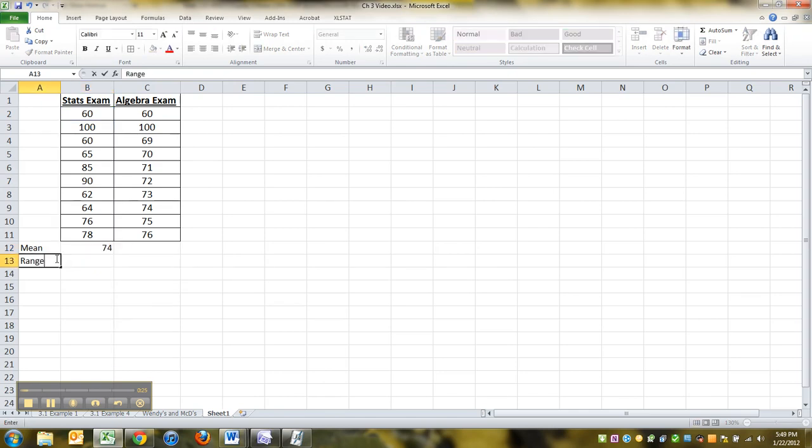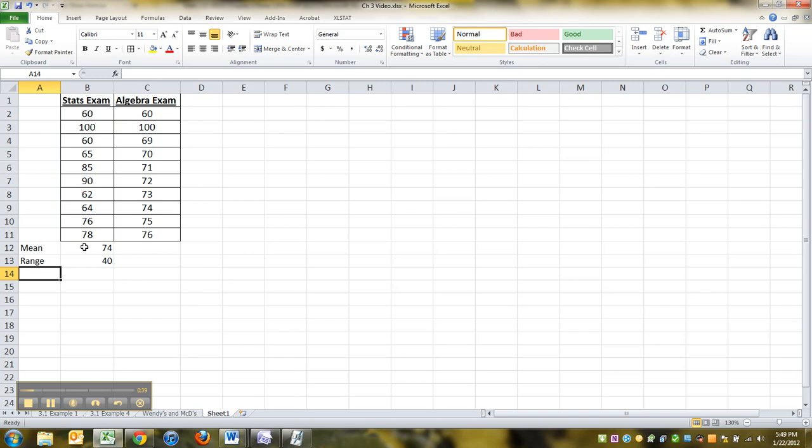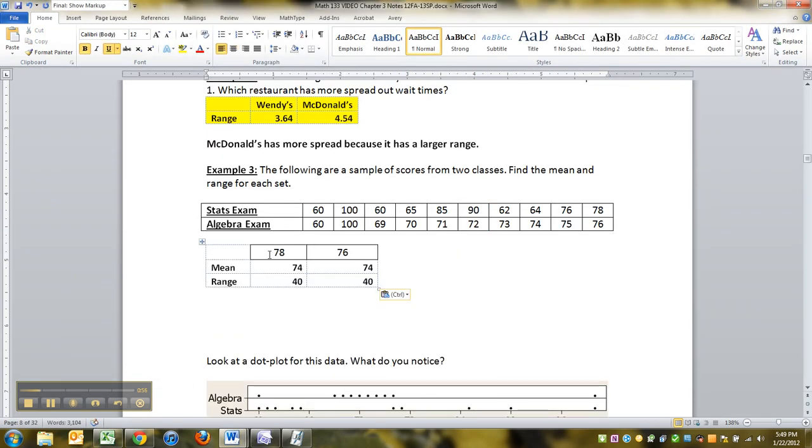And then the range would be equal to max B2 colon B11, close your parentheses, minus min B2 colon B11, close your parentheses, enter. And then what I can do is I can just take those two cells, highlight them, and drag across, and then look, they're the same. That's not good. Here, I'm going to copy and paste this in. Okay. So this was for stats, and this was for algebra.